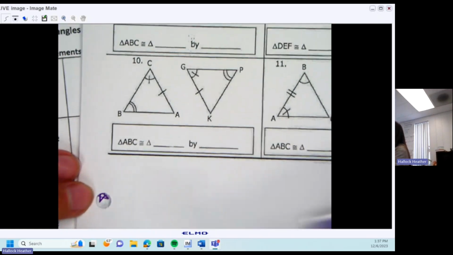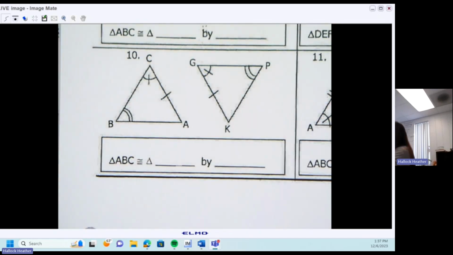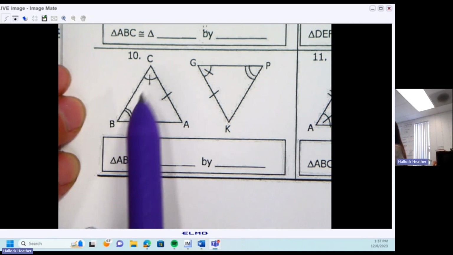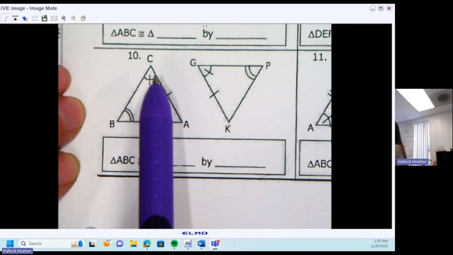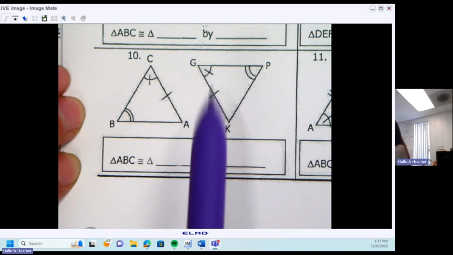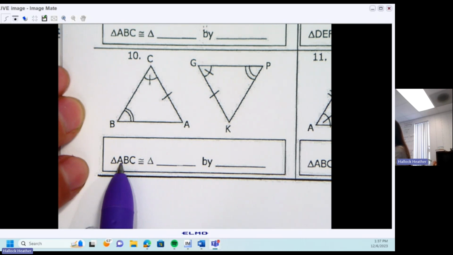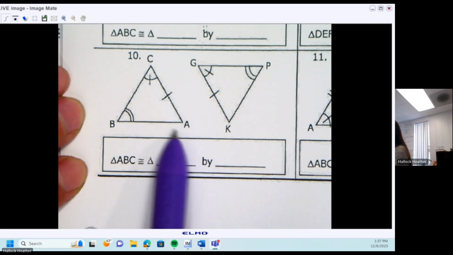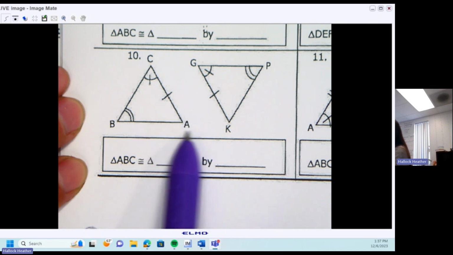Okay, let's jump down to number 10. The triangle just looks a little funky because they put a congruency marker inside the angle, which they can do technically. Most of the time you won't see it like this. This little extra line is just saying this is congruent to this angle. If I look at A on the first triangle, A's got nothing going on. So what letter would match with A? K.